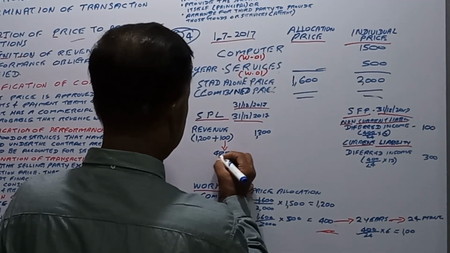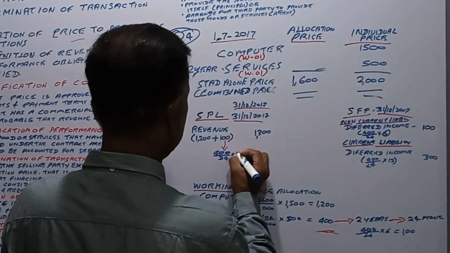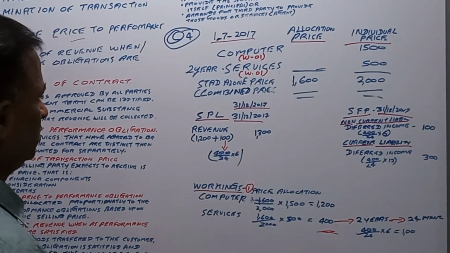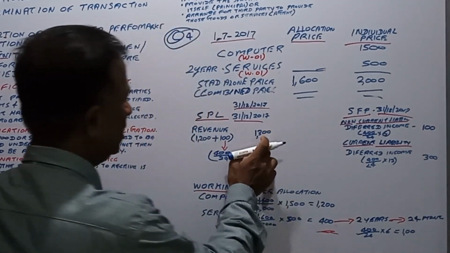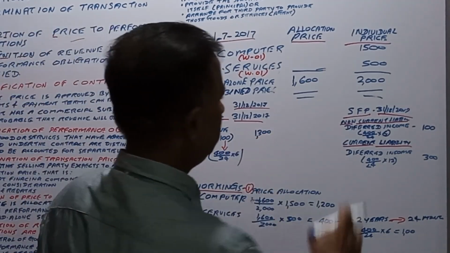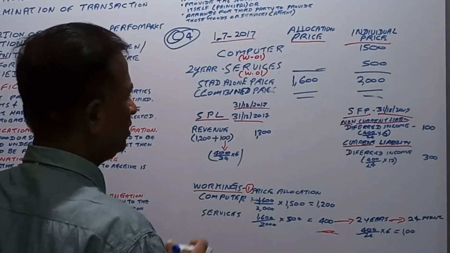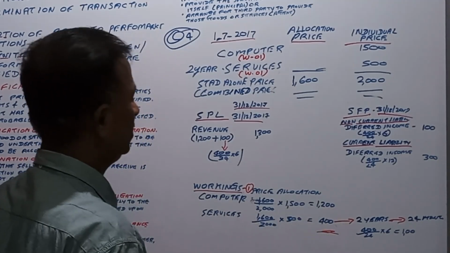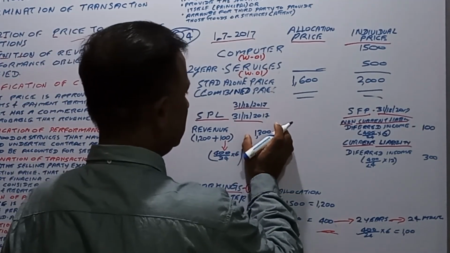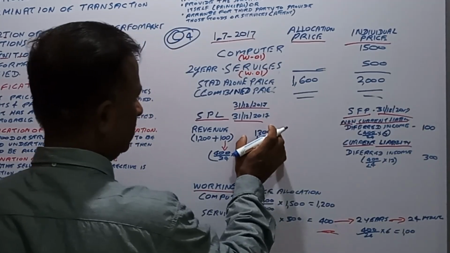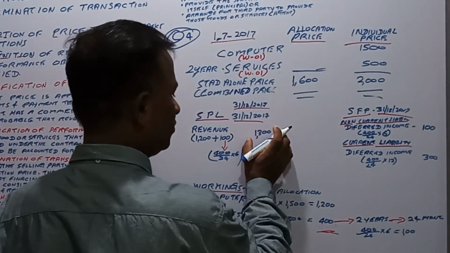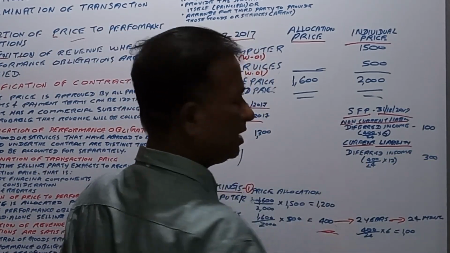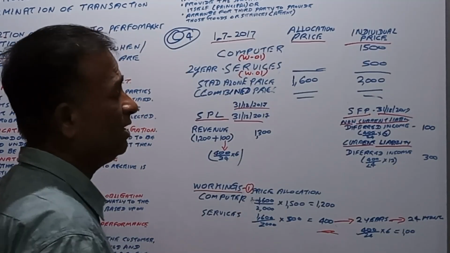400 divided by 24 into 6 months, right? That is what we have. So total income revenue is 1300, but we have received the whole 400 now. During the accounting period we have shown 100 as income. So the balance 300 is there. Balance 300 is a current liability. It is a deferred income liability.